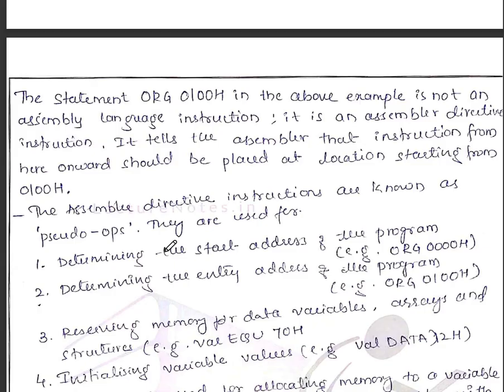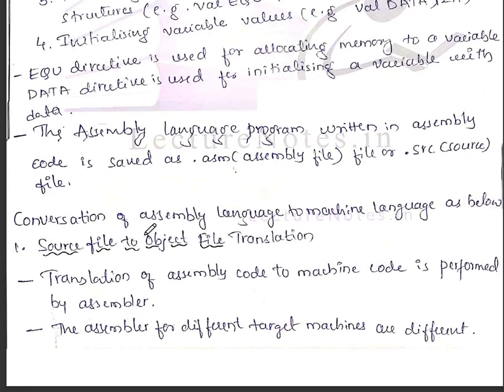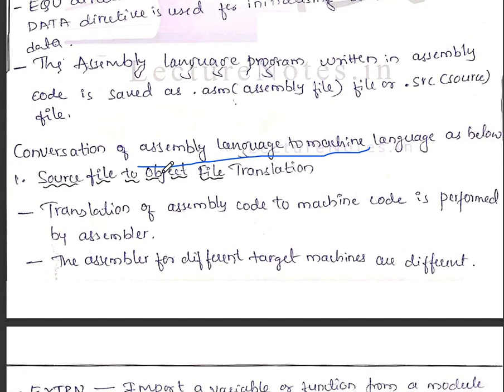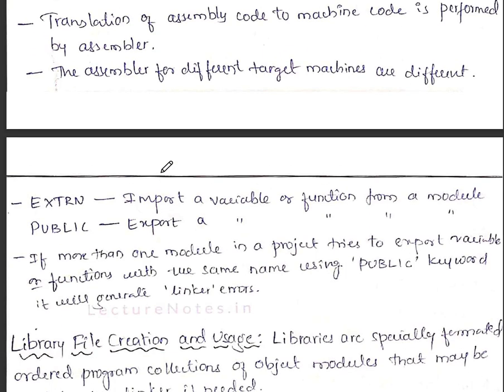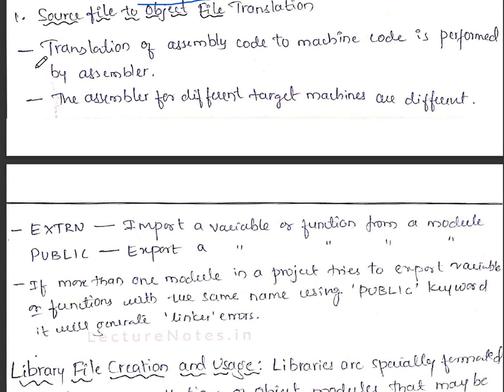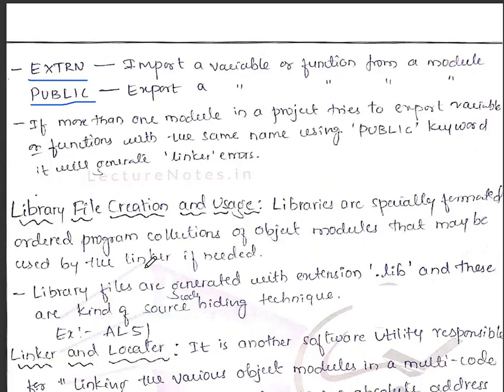Next one is conversion of assembly language to machine language, that is source file to object file translation. In source file to object file translation, translation of assembly code to machine code is performed by the assembler. Assemblers for different target machines are different. That is, extrn is used to import a variable or function from a module, and public is used to export a variable or function from a module.